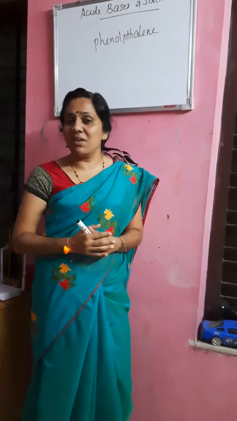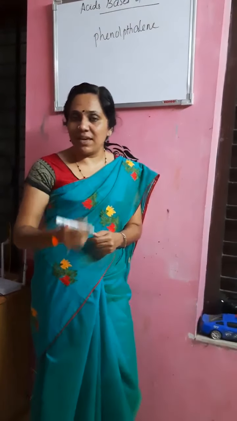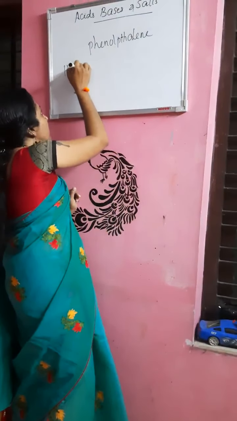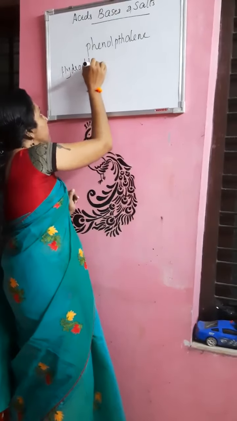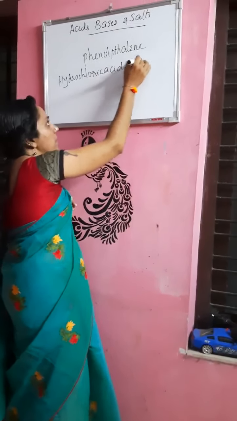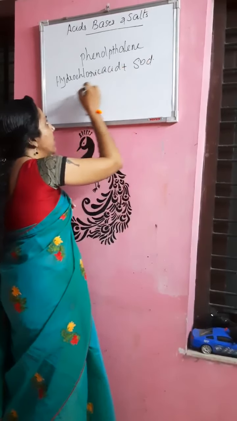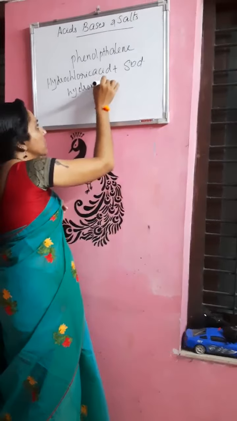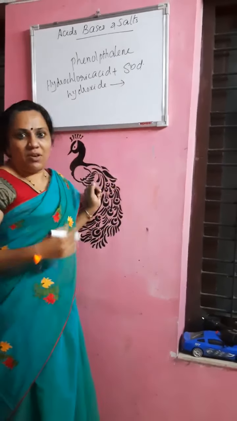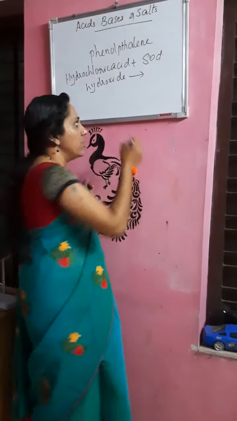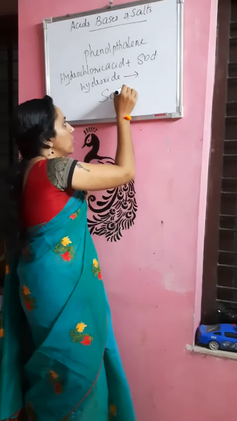I will give one example. Give an example for an acid. If I am saying hydrochloric acid plus, one example for a base, sodium hydroxide. I told you sodium hydroxide is a base. If these two are mixed together, they will lose their acidic or basic character and they form a neutral compound called salt. Salt plus water.